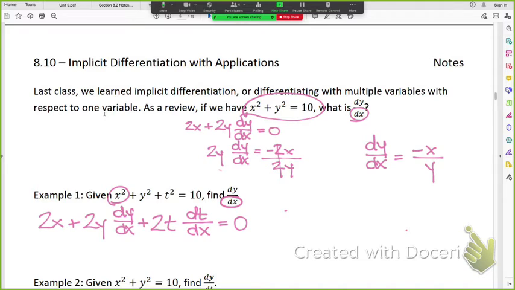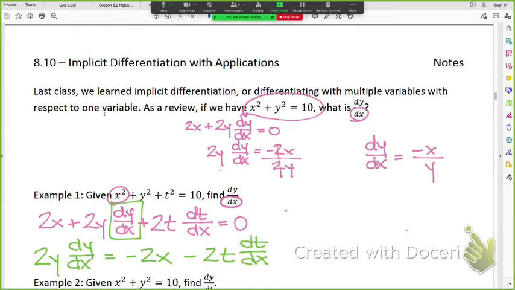Okay, so if I go through this and I solve, which one am I solving for? The dy dx. So anything that does not have a dy dx moves to the other side. So I would leave the 2y dy dx, all the d-wrongs, right? Then move the 2x to the other side. Move the 2t dt dx. And then it's all going to be over what? 2y. The only thing I would reduce is they all have 2's, so I would reduce them all by 2.